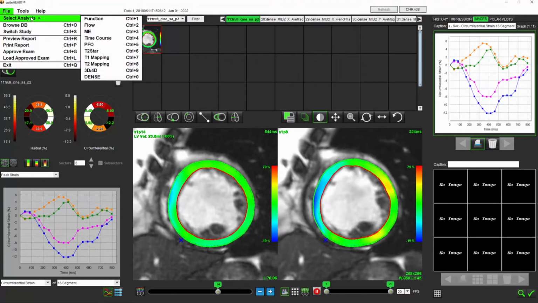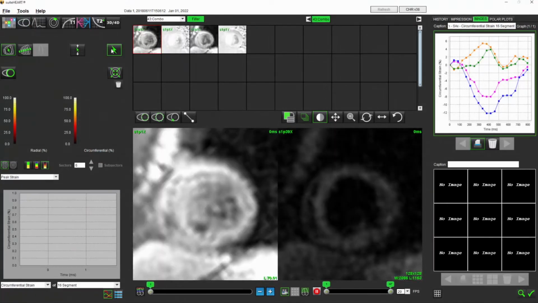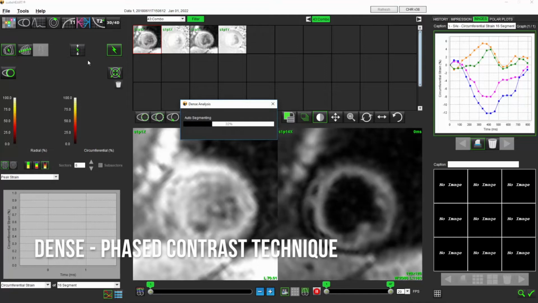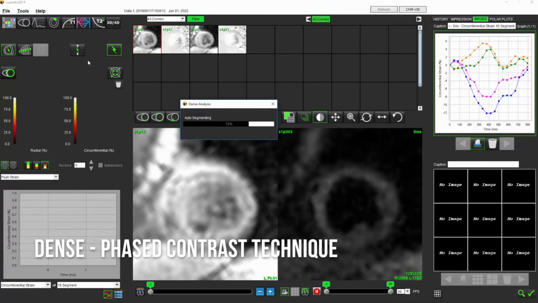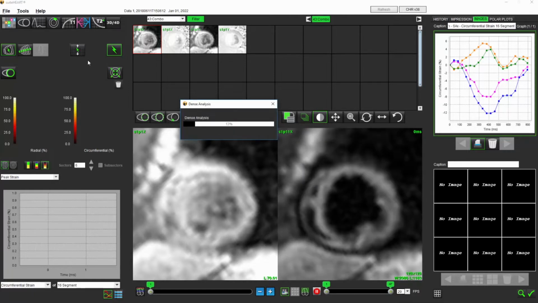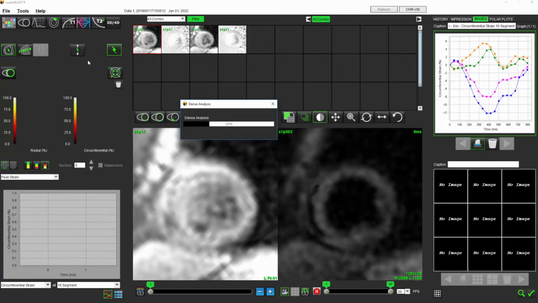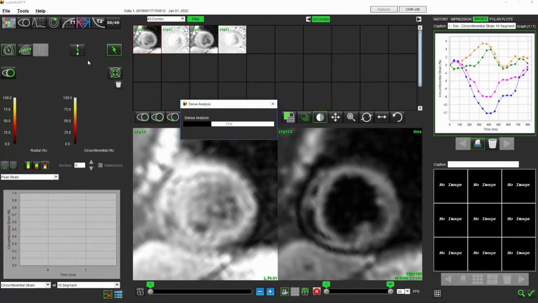So I'm going to go here and select the DENS data, and I'm going to click on the automatic segmentation. Now for those of you who aren't familiar with DENS, it's a phase contrast technique. In fact, it's very similar to the phase contrast images that you acquire to quantify flow, except in this case, the phase contrast data is used to quantify the motion of the left ventricular myocardium.